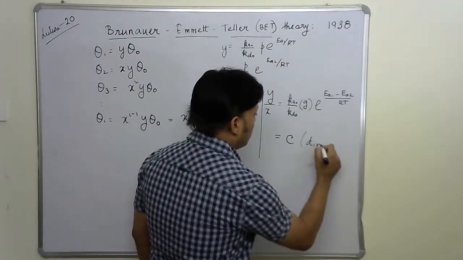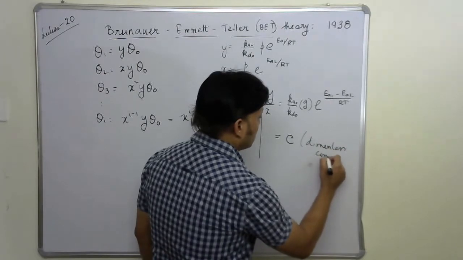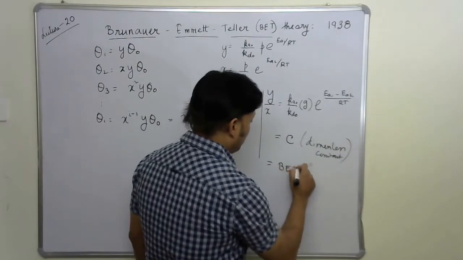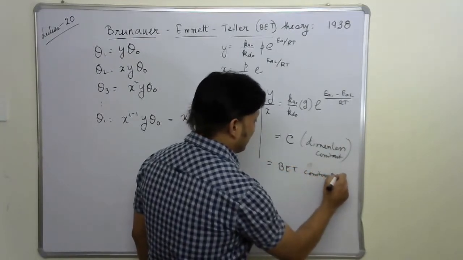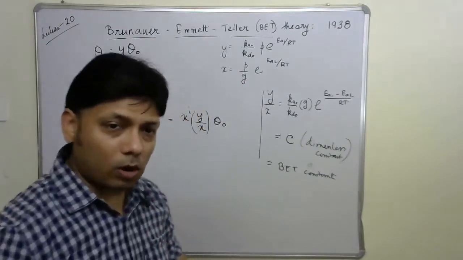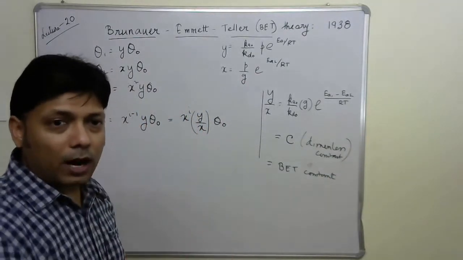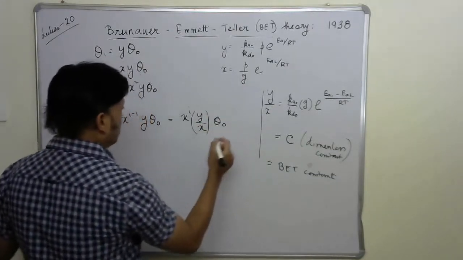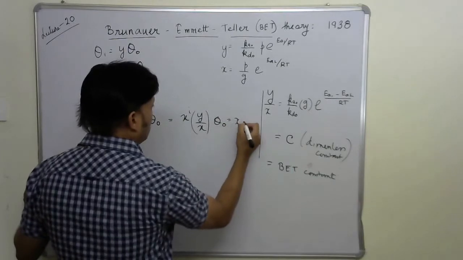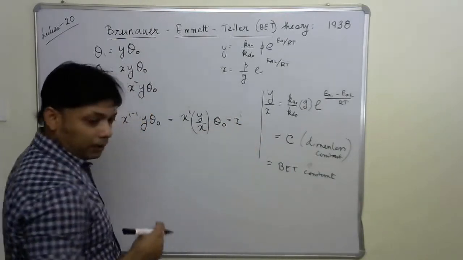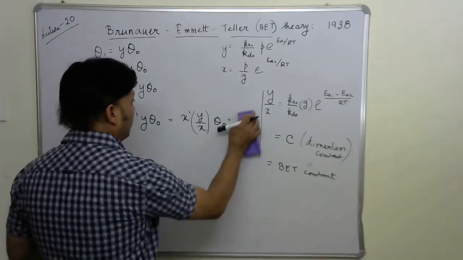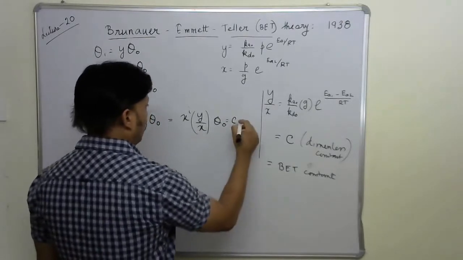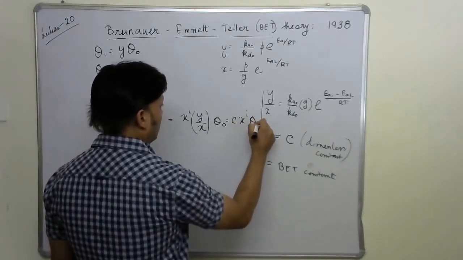So therefore, this is a dimensionless constant C, and this C is denoted as BET constant, and that C has a very important and decisive role in explaining different kinds of adsorption. So once again, let's come back then. So we can replace this equation with is equal to x to the power i, and in fact we can take the C ahead of this. So this is equal to C x to the power i and theta 0.